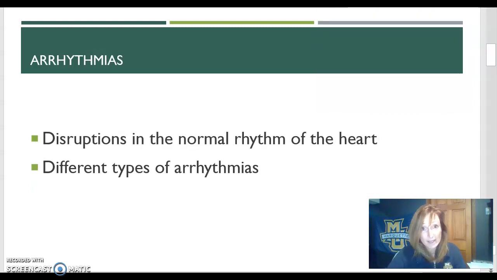Well, arrhythmias are also called dysrhythmias, and that's a disruption in the normal rhythm of the heart. And there are different types, a lot of different types of arrhythmias or dysrhythmias. There's ventricular tachycardia, supraventricular tachycardia, which is SVT, heart block, atrial flutter, atrial fibrillation, and so many more.